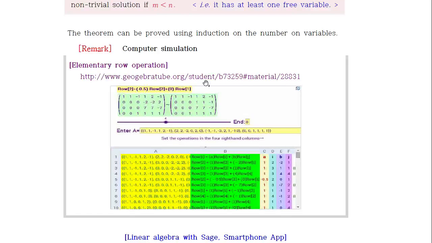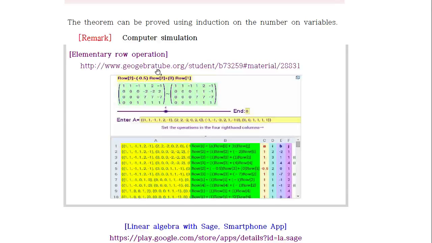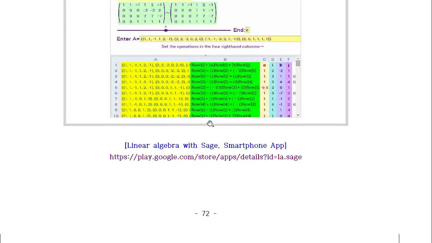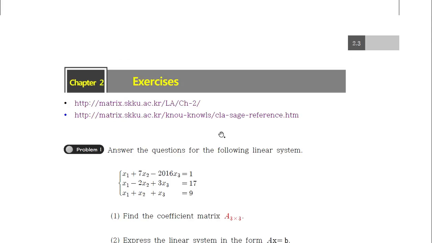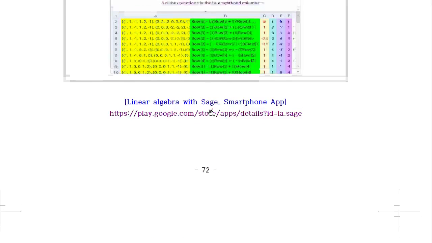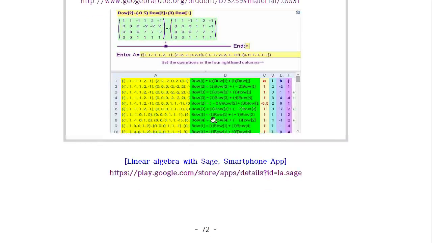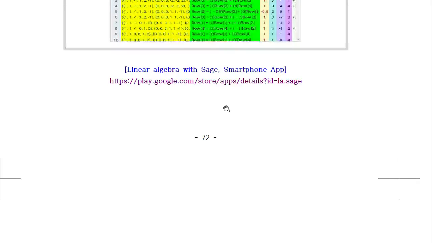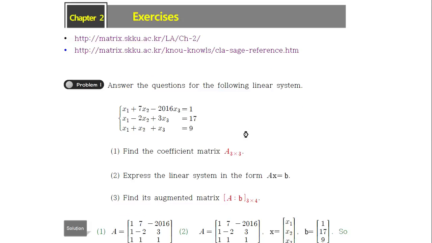You can see from this GeoGebra tool, which was made by somebody at another school, how these elementary row operations can be done in GeoGebra. And I think that's the end of this chapter. I also have a smartphone application to do this computation that I made several years ago, which can be found at the web address.